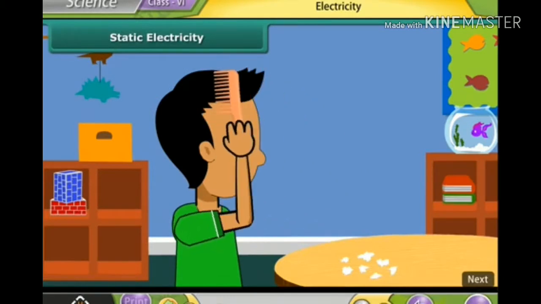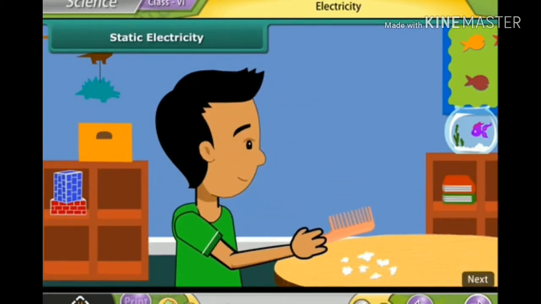Rub your hair with a plastic comb and take it near small pieces of paper. The paper pieces are attracted toward the comb. We then say that the comb is charged with electricity.